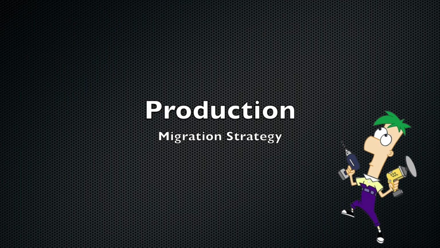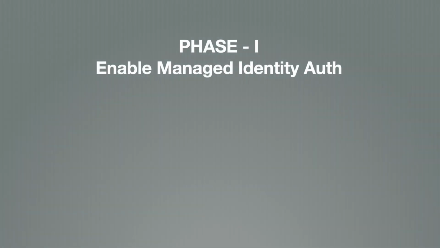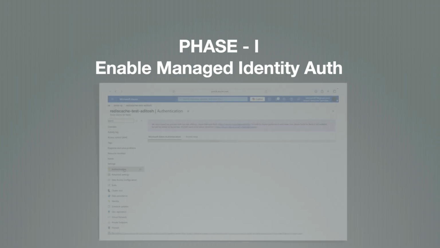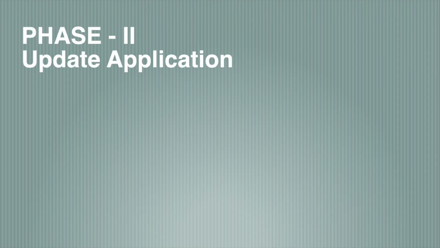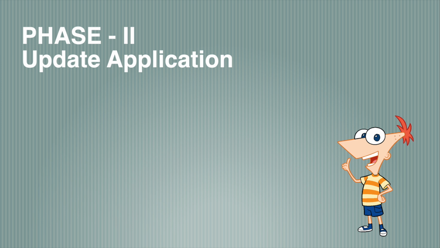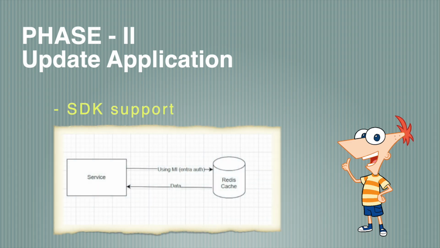Let's dive deep into the production migration strategy. I'll break it down into phases. Let's take phase 1. That will be enabling the managed identity, which is Entra auth, on the Azure Redis Cache resource. We did that. Now phase 2, that's updating the application service code, where we add the SDK support for Redis Cache for making the authentication and connection using managed identity instead of access keys.